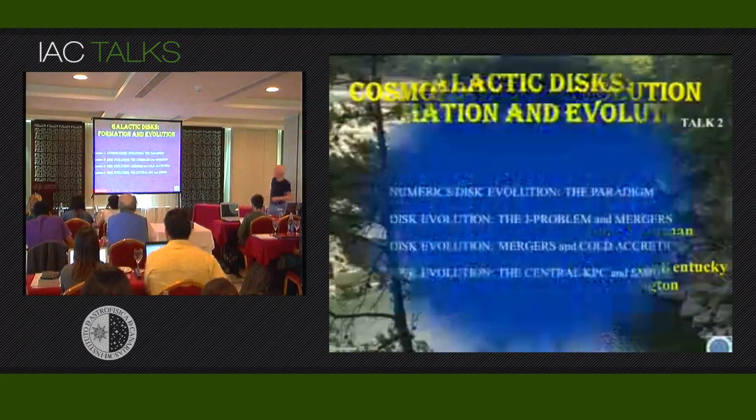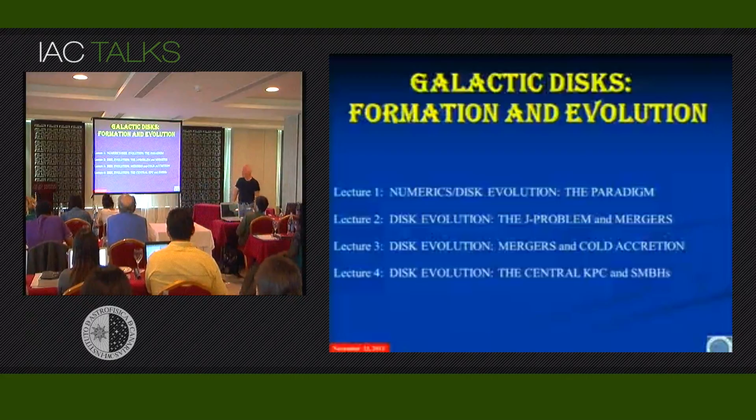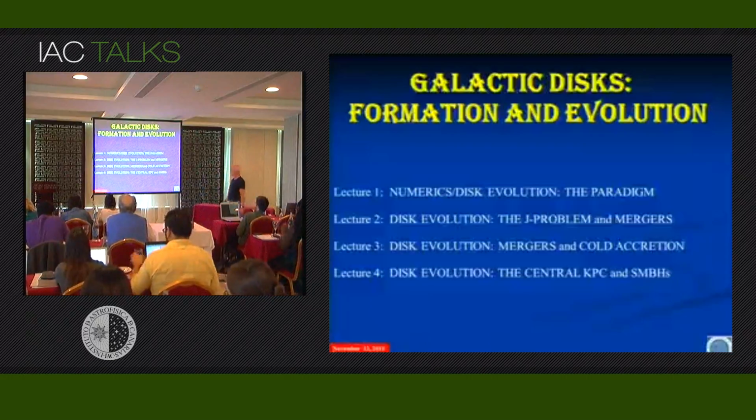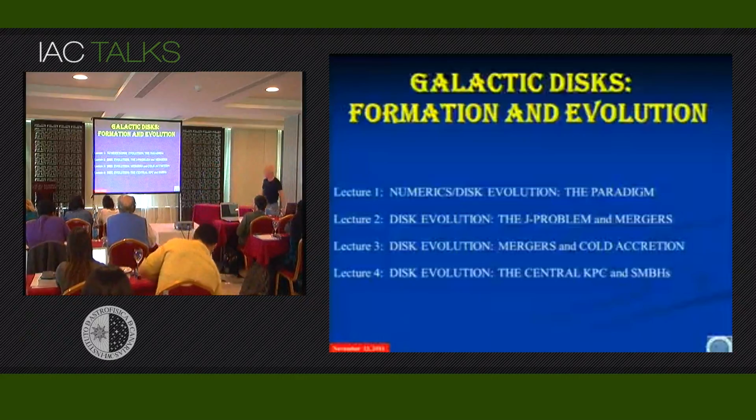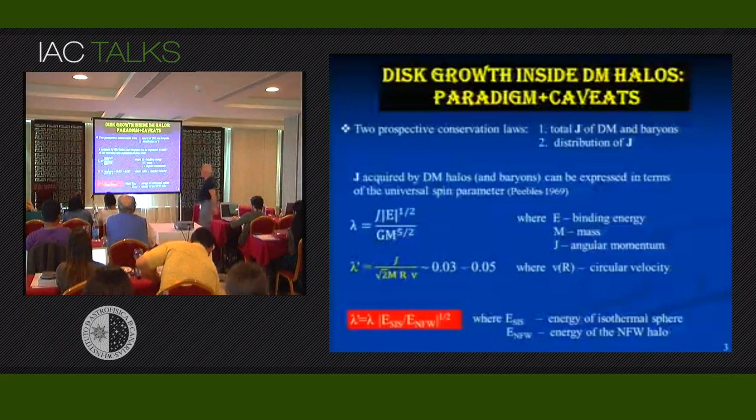Okay, so I more or less know what I'm going to talk about in my remaining talks. Today's talk number 2, I will talk about the angular momentum problem, mergers. On Thursday, I will talk about mergers and cold accretion. And then in the last day, I will talk about the central kiloparsec and maybe the origin of the supermassive black holes and the effect on the evolution of the galaxy. Now, let's get somewhat serious.